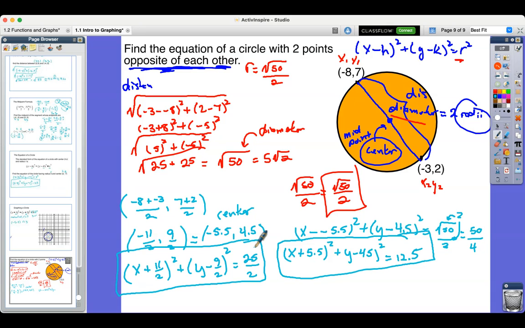All right. You'll have a problem like this, I'll tell you right now. You will have a problem similar to this. So don't forget, it can be broken down to two things: distance and midpoint. And knowing that these are opposites of each other.